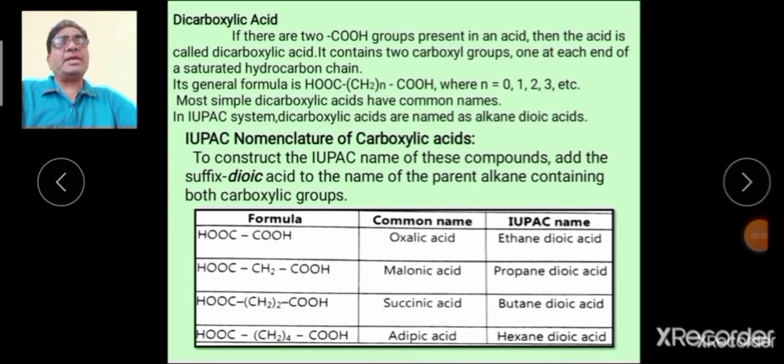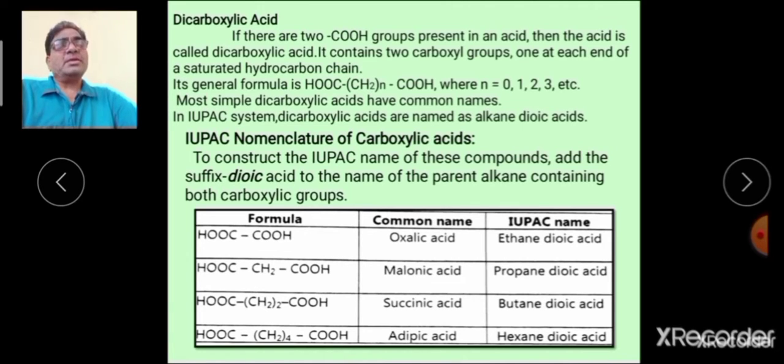The name indicates it contains two carboxylic acid groups, and these groups are present one at each end of the saturated hydrocarbon chain. Its general formula is these two carboxylic groups at the end, and in between these the CH2 group with n number, where n equal to 0 or 1 or 2 or 3.